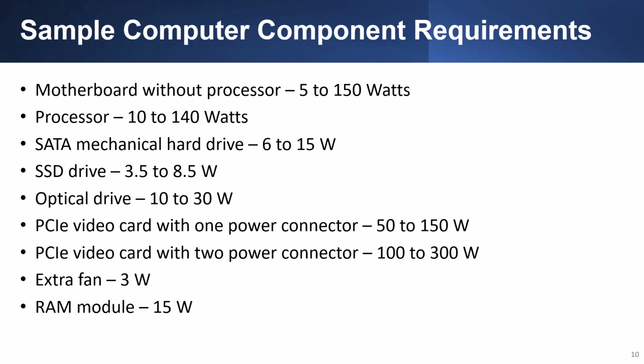As you can see, the motherboard with a processor will use anywhere from 15 to 290 watts when you add the two together. Mechanical drives use 6 to 15 watts, while SSD drives use much less. Graphics cards can use up to 300 watts.